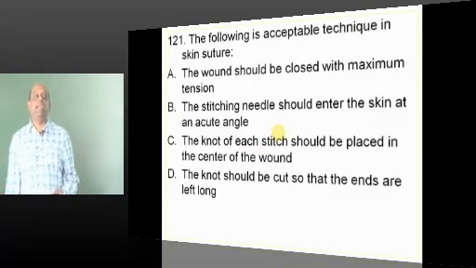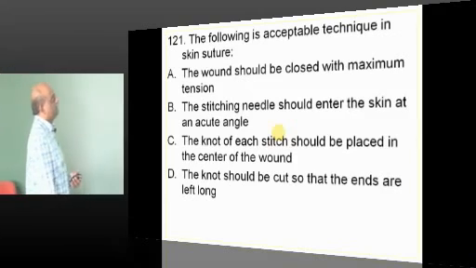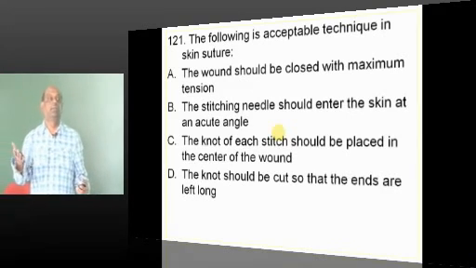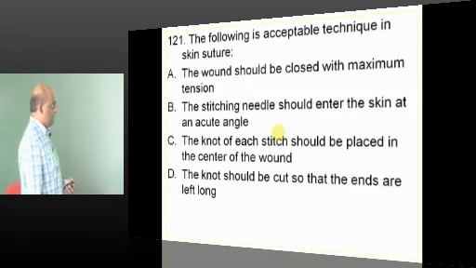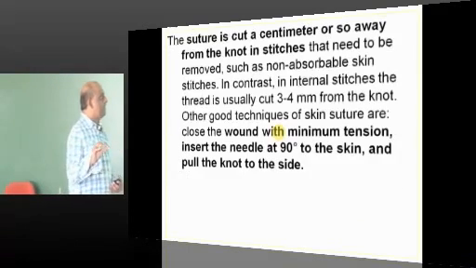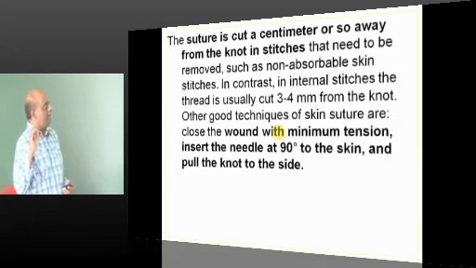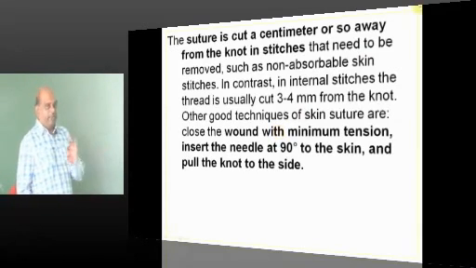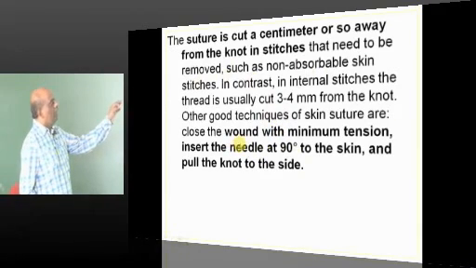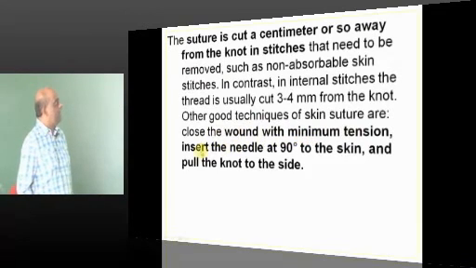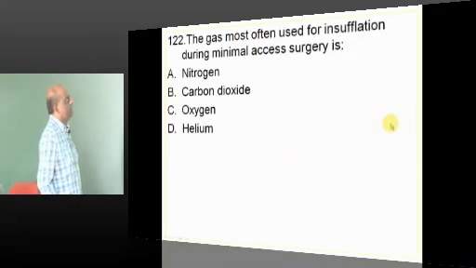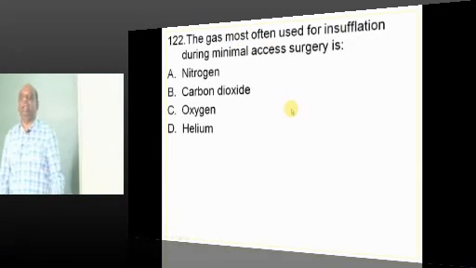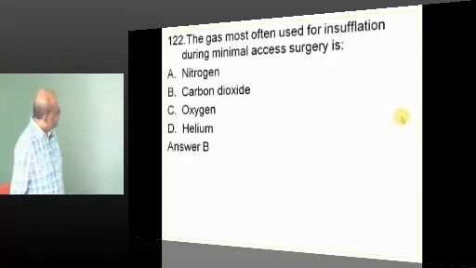Skin suturing, what is the acceptable technique out of all this? C, I am listening, somebody saying C. The suture is cut a centimeter or so away from the knot in the stitches. Wound closed with minimum tension, that is very important. Insert the needle at 90 degrees to the skin and pull the knot to the side, considered to be the important principles. What gas will you use for minimal access surgery, doctor? CO2.